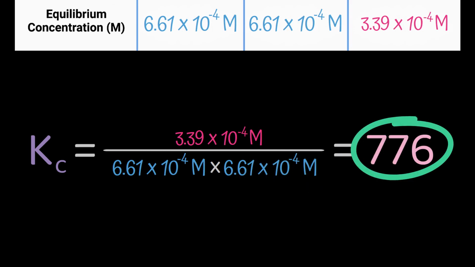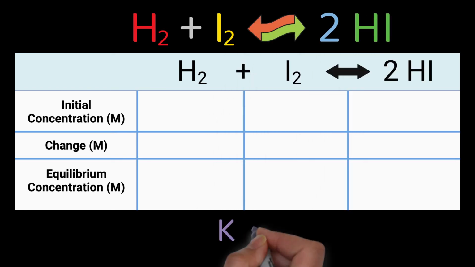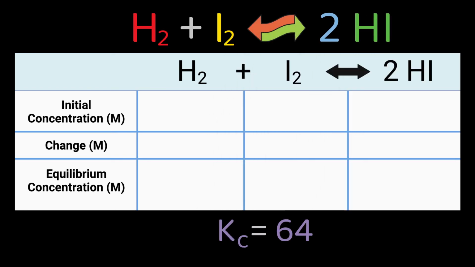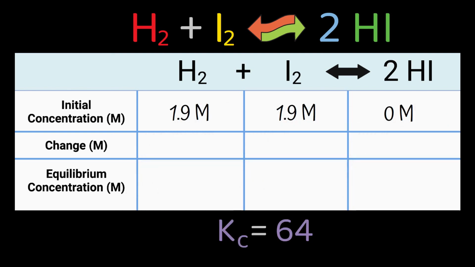Let's look at our old friend, hydroiodic acid. In this case, we know that the Kc for this reaction is 64, and the initial concentrations of hydrogen and iodine gas are 1.9 molar. What is the concentration of H2 gas at equilibrium? We can fill out an ICE table with what we know. 1.9 molar for the starting concentration and 0 for hydroiodic acid. The changes will be this.